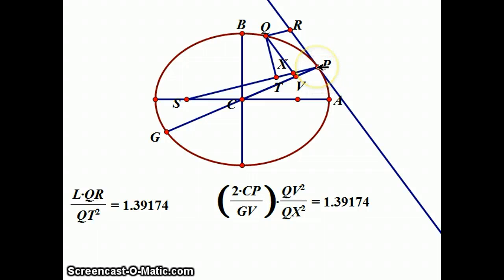And P is a random point on the ellipse, and so is Q. RP is tangent to the ellipse, QX is parallel to that, and QV, V is the continuation of QX. Those are the basic lines there. S is one of the foci of the ellipse.